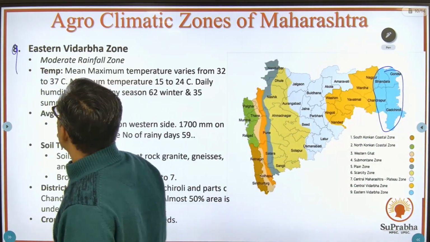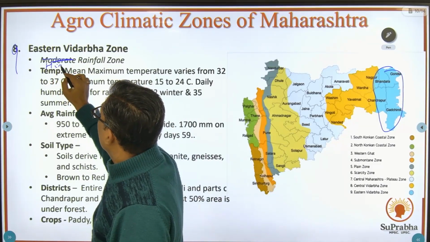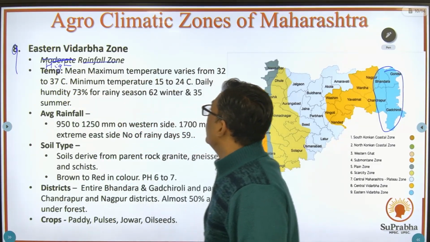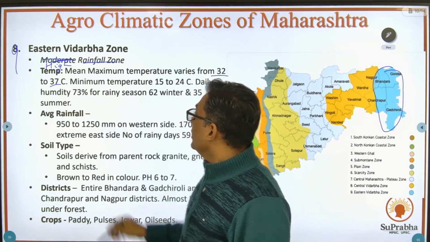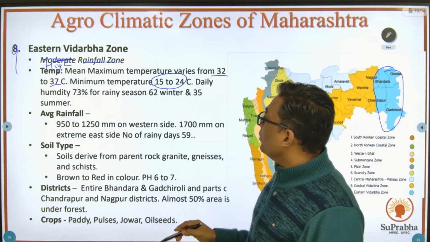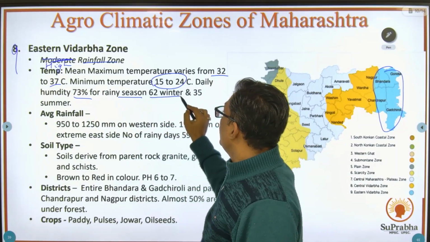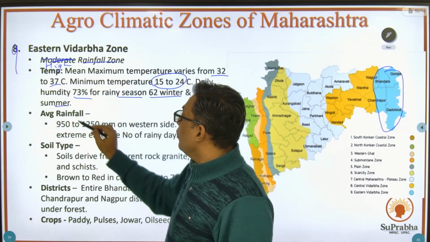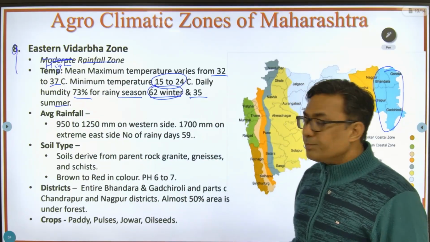The 9th one is eastern Vidarbha, and it has got a high rainfall zone. Okay, the mean temperature varies from 32 to 37 degrees Celsius. Minimum temperature is 15 to 24. So you have ample amount of temperature. Daily humidity is 73% for rainy season, 62% for winter and 35% for summer. So you also have some humidity in winter.